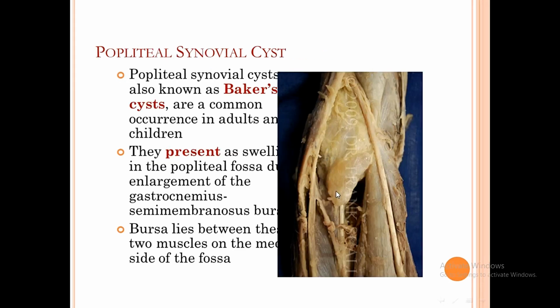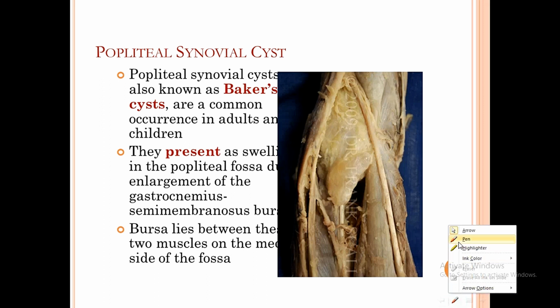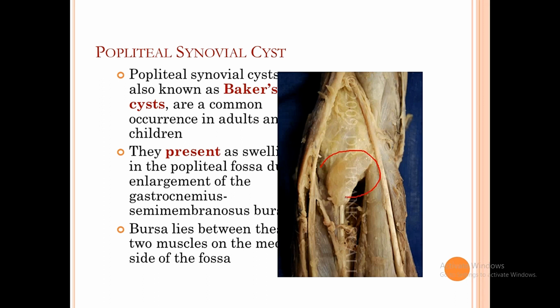Now here in this picture, you can see a small cyst in the popliteal fossa. This popliteal cyst is also known as Baker's cyst. It most commonly occurs in adults. So how does it present? It presents as a swelling in the popliteal fossa due to the enlargement of the bursa present close to the gastrocnemius and semimembranosus muscle. And this bursa is lying on the medial side of the fossa between the semimembranosus and gastrocnemius muscle.